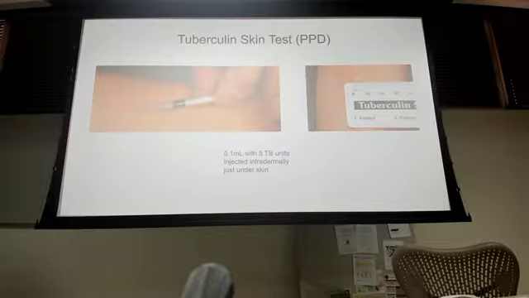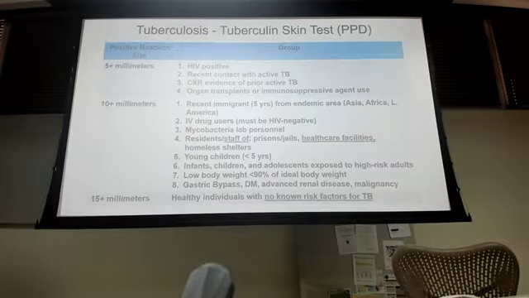That's how you administer it. So after you administer it, tell the patients not to scratch it, try not to rub it, try not to be irritated by it, and not to wear tight-fitting clothing, because that can also give you a false positive.